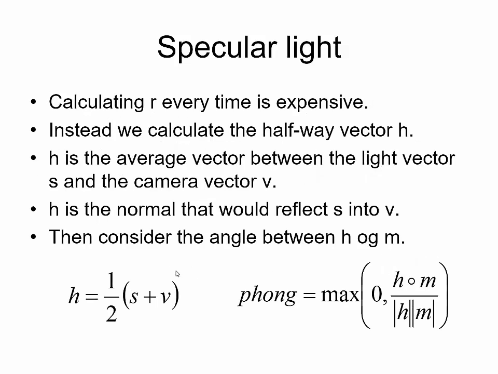But what we actually do in the end, since calculating this reflected vector r would be really expensive, is we want a less expensive way to do this. If we look at this, we're taking the half-way vector, and we don't even need to divide by 2 here. We don't need to multiply by half, because in the end we're normalizing the vector anyway. We're taking the length of it, so it doesn't matter what the length is to begin with. This is just a scaling factor. So you could just as well say the half-way vector h is simply s plus v. That's good enough for any calculations.